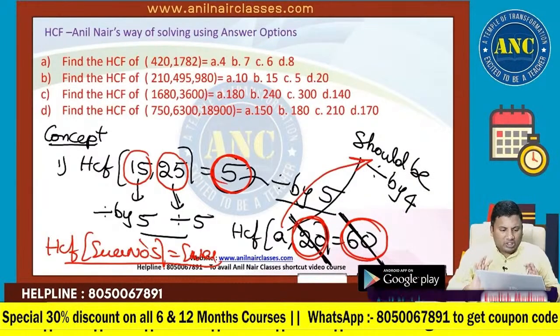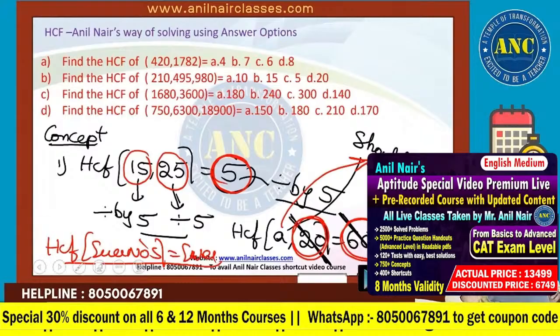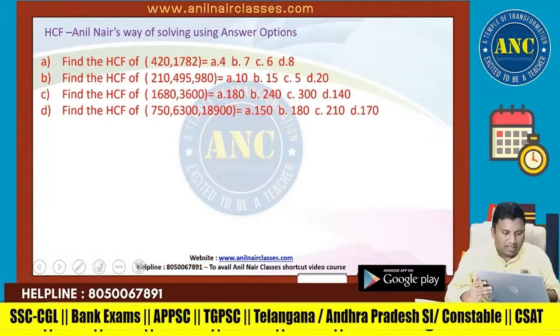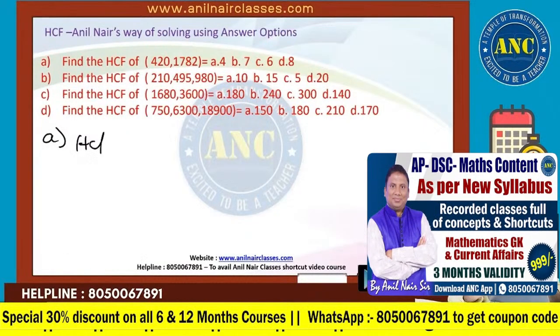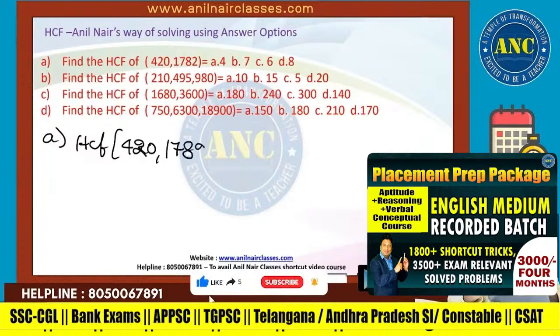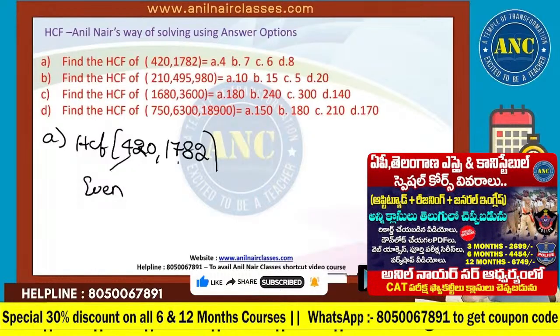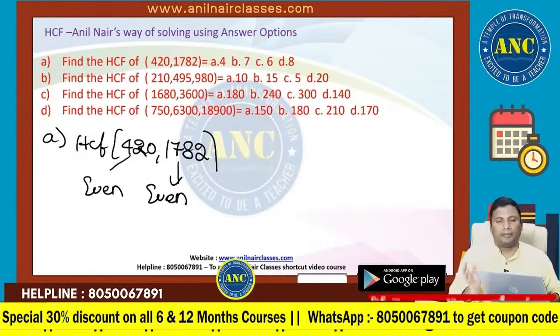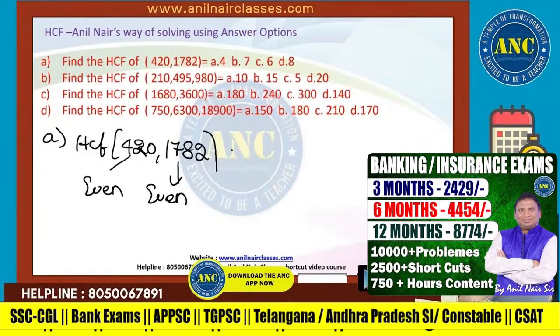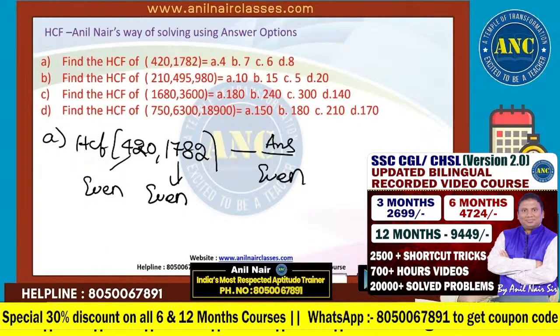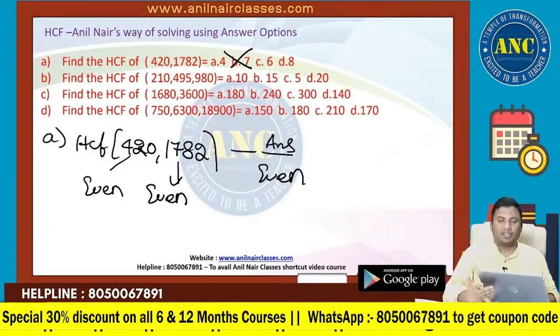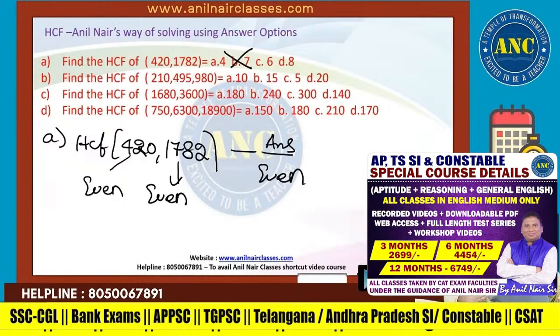Now, why am I explaining this? Let us solve this one with this concept. Listen carefully, it is not about these problems, you should know how to use this logic. Find the HCF of 420 and 1782. Listen carefully. 420 is an even number. 1782 is an even number. If two numbers are even, the answer should be an even number. So first way, HCF of two even numbers is an even number.